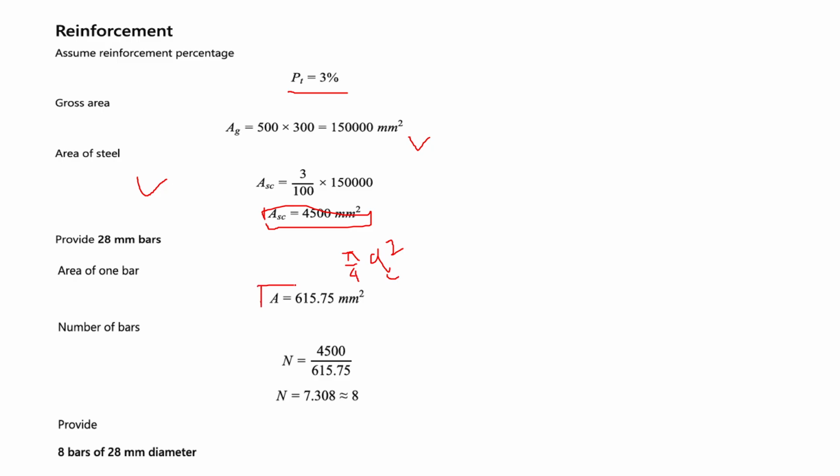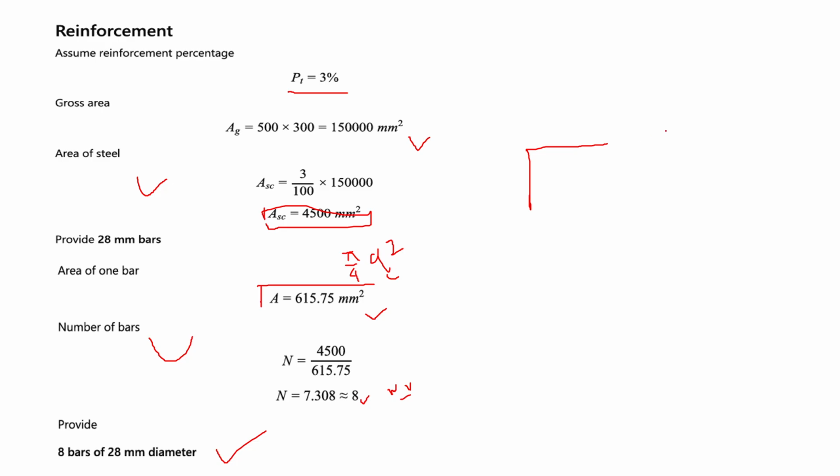So you get the area of one bar as 615.75 mm square. For the number of bars, you simply divide the total area of the steel by the area of one bar. Here you are getting 7.3, so we round it up to 8 bars. Now you have to provide 8 bars of 28 mm dia. I'm talking about the longitudinal bars.